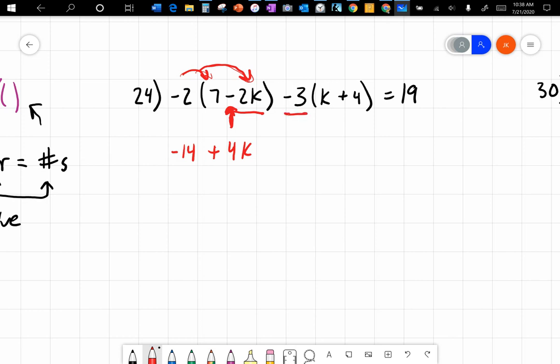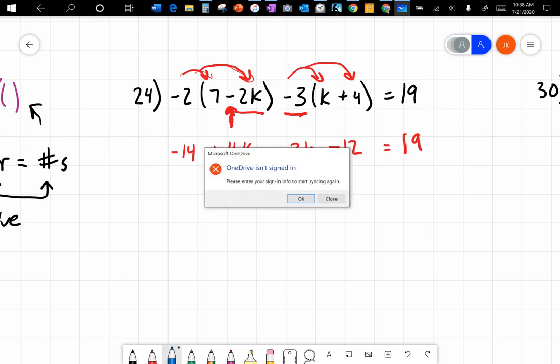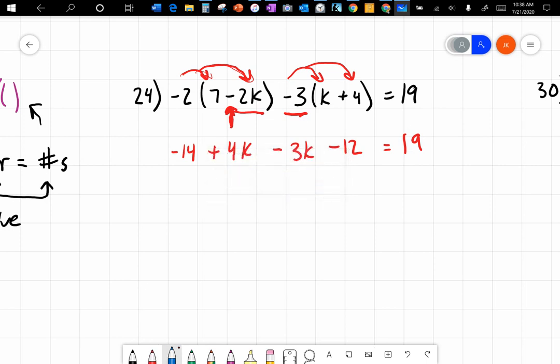Then I come here and I keep this negative with the number, and I say -3 times k gives me -3k, and -3 times 4 gives me -12. It's all equal to 19. Okay, this one's a little more complicated. So we did our parentheses, check.